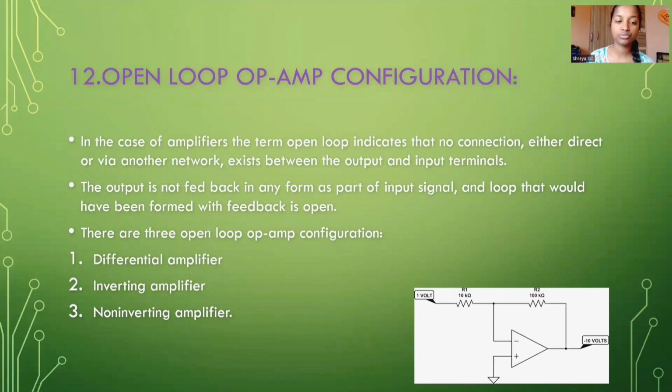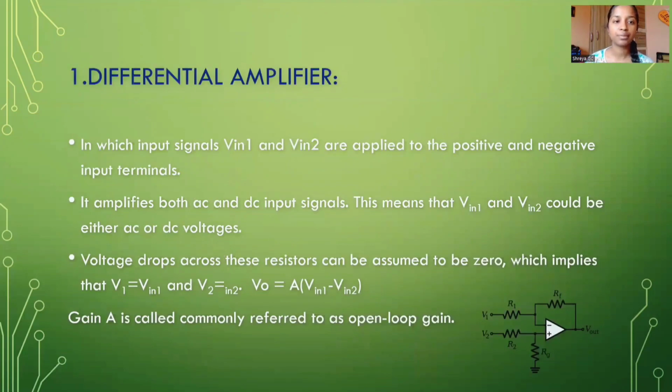Now we'll discuss the differential amplifier. In the differential amplifier, input signals Vin1 and Vin2 are applied to the positive and negative input terminals. It amplifies both AC and DC input signals. This means that Vin1 and Vin2 could be either AC or DC voltages. The voltage drop across these resistors can be assumed to be 0, which implies V1 equals Vin1 and V2 equals Vin2. And finally, VO equals A(Vin1 minus Vin2). Gain A is commonly referred to as open loop gain.